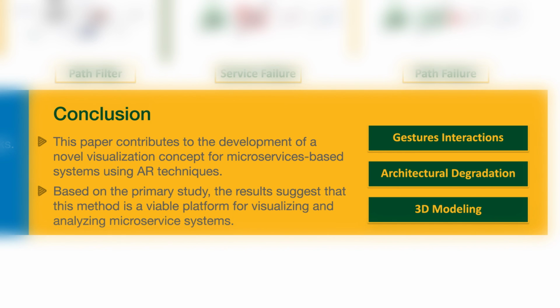And based on the preliminary study, the results suggested that this method is a viable platform for visualizing and analyzing microservice systems. This approach is still open to facing more challenges and supporting more features. Something like analyzing the system for discovering and predicting architecture degradation could take advantage of this visualization to annotate and highlight these different architecture vulnerabilities over the visualization of the architecture itself.